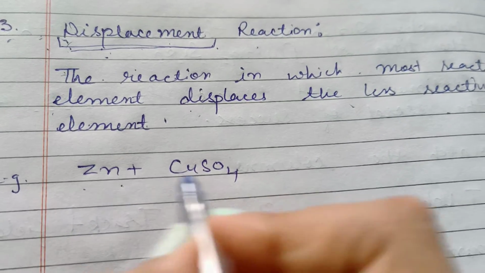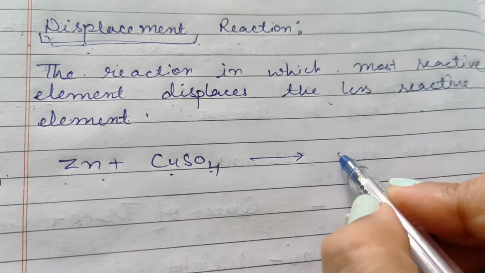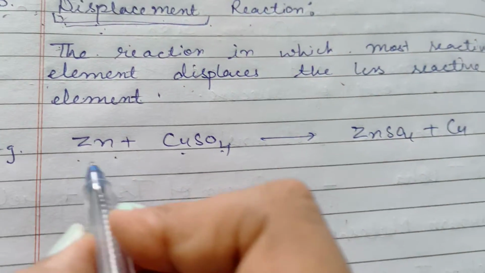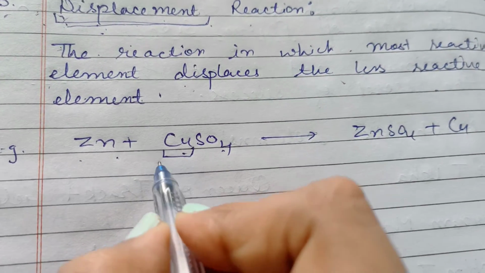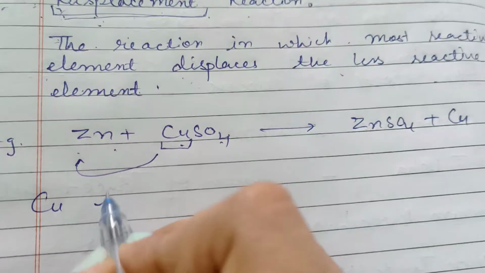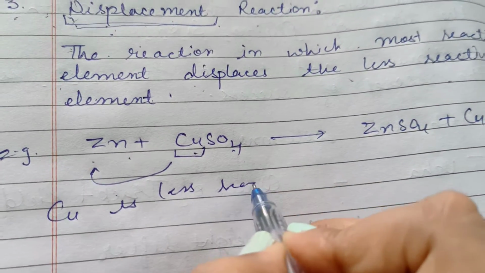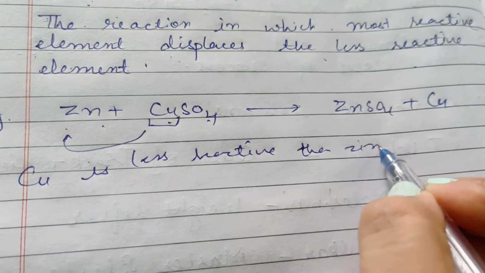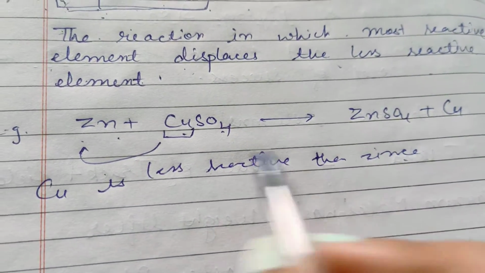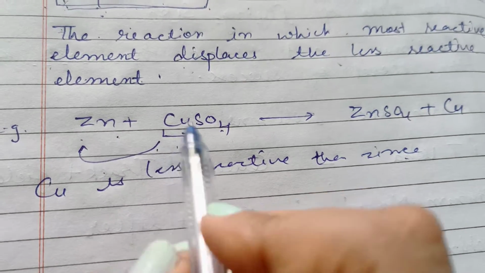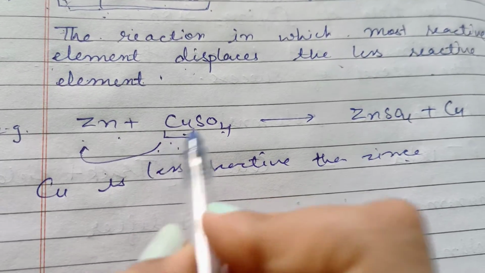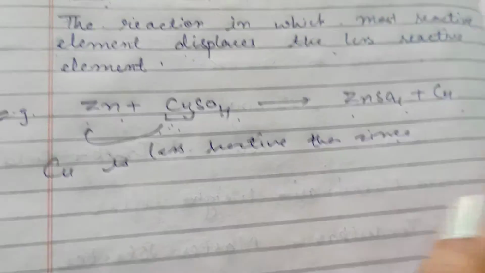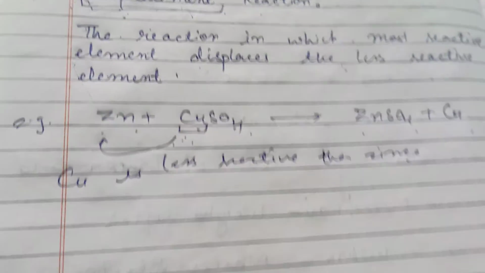Okay, so example is Zn plus CuSO4, that is zinc plus copper sulfate, to give zinc sulfate plus copper. Okay, as we know that copper is less reactive than zinc, therefore zinc displaces copper from the copper sulfate solution and you will get zinc sulfate solution. So this is all about displacement reaction.